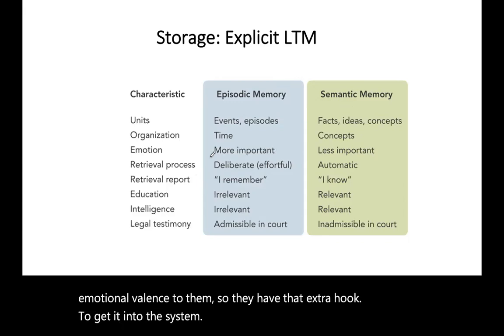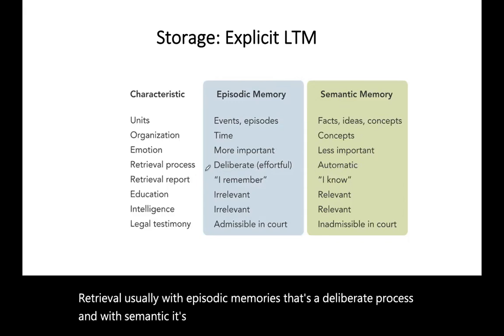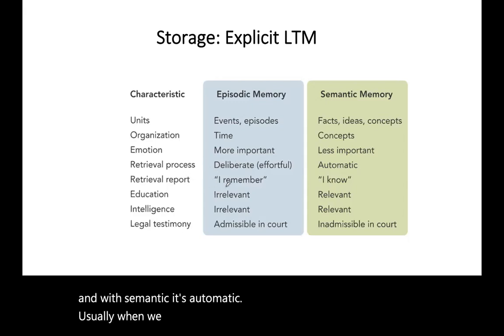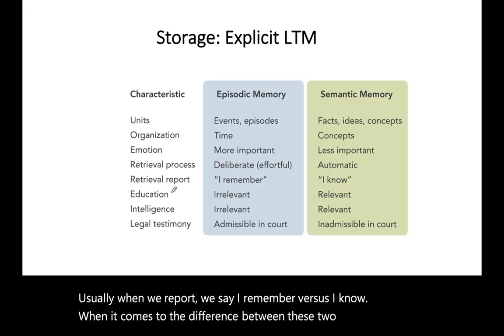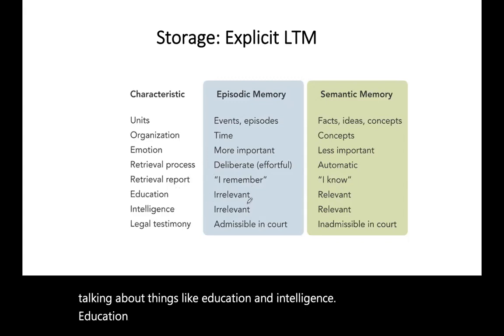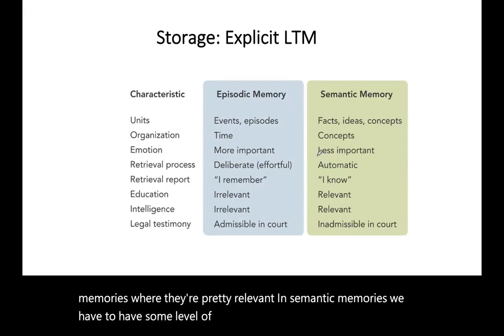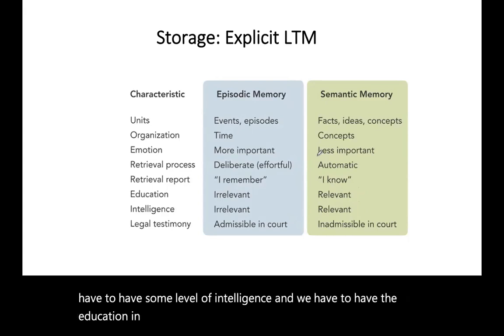Retrieval, usually with episodic memories, is a deliberate process, and with semantic, it's automatic. Usually when we report, we say, I remember versus I know. When it comes to the difference between these two, when we're talking about things like education and intelligence, education is irrelevant and intelligence is irrelevant in episodic memories, whereas they're pretty relevant in semantic memories. We have to have some level of intelligence, and we have to have the education in order to process that information.